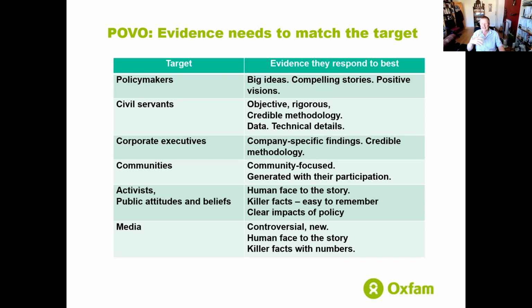Policymakers, ministers, they don't want to see regressions. They don't know what a regression is. They want to see big ideas, compelling stories, and they want positive. They don't want to hear that everything's terrible, that we're all going to die. They want to hear positive stories if you've got them, right? Civil servants can often be a bit more rigorous, a bit more objective and a bit more interested in things like the methodology, but not very.